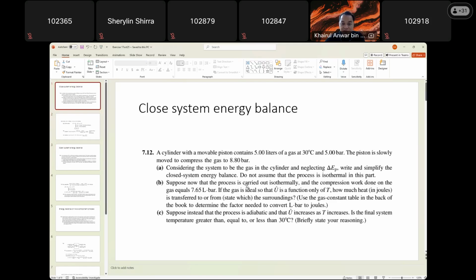Suppose now that the process is carried out isothermally and the compression work done on the gas equals 7.65 liter-bar. If the gas is ideal so that the specific internal energy is a function only of temperature T, how much heat in joules is transferred to the surroundings?